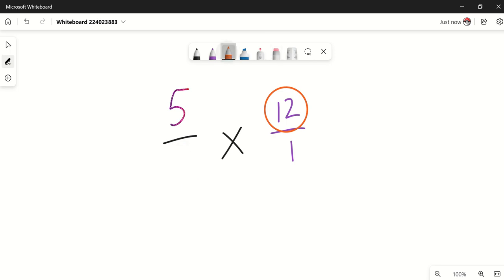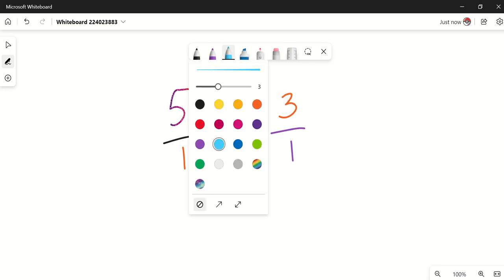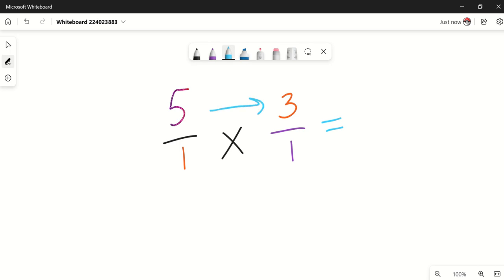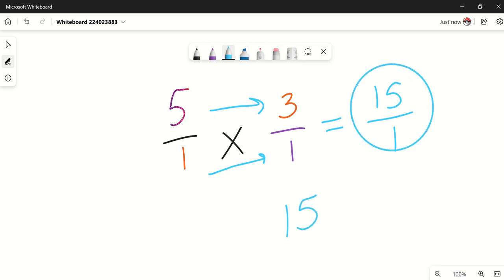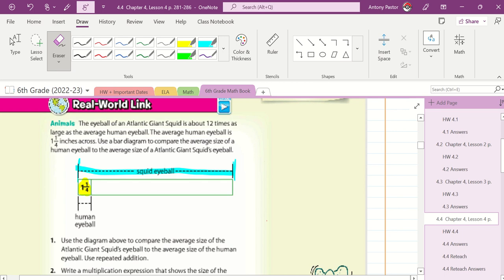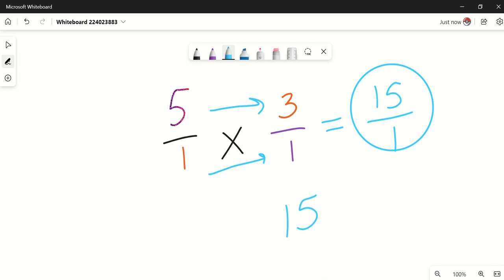If I divide 4 by 4, it becomes 1. And if I divide 12 by 4, it becomes 3. Therefore, my answer will be 5 times 3, which is 15. 1 times 1, which is 1. And any number over 1 is just that number. So my answer will be 15. And referring back to the question, a giant squid's eyeball is going to be roughly about 15 inches across. And that is how we multiply mixed numbers by either whole numbers or fractions.